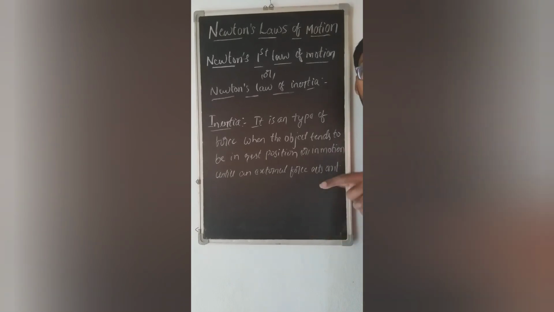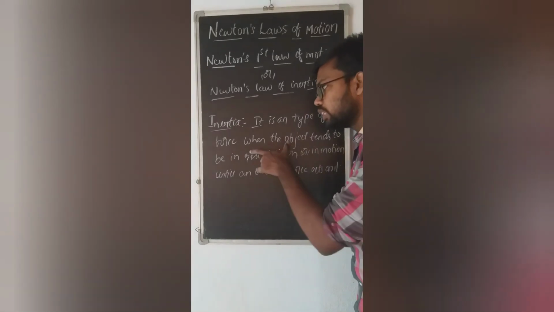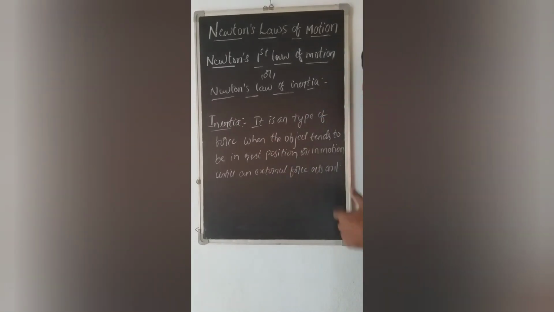Suddenly, if we apply the brake, what will happen? The bicycle will stop at a certain position. So, what is happening here? An opposing force acts on that object, bringing the object to rest position, either to be in rest position or in motion. That force is known as inertia.